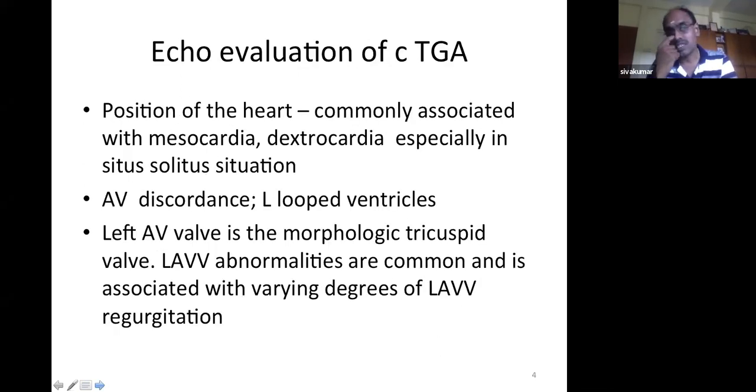Echocardiographic evaluation starts with identifying the position of the heart, because corrected transposition very often involves mesocardia or dextrocardia in situs solitus. Whenever there is a situs solitus with dextrocardia, a good number of these patients will have a corrected transposition. AV discordance by definition means it's an L-looped ventricle. So what is L-looped ventricle?